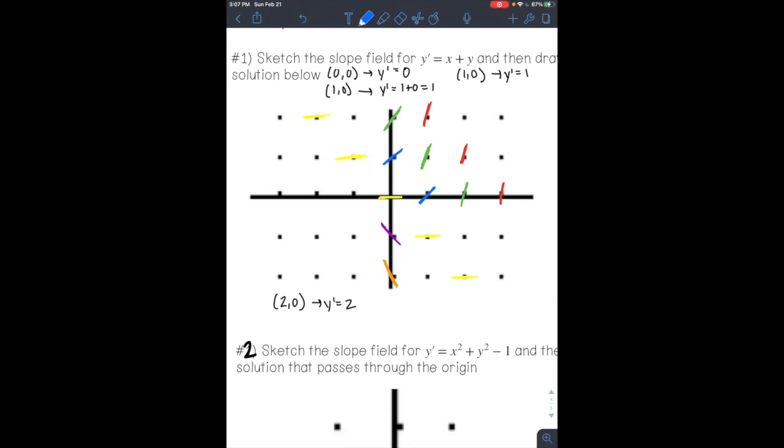So once you kind of recognize some of those patterns too, and that they're always going to work out, that kind of makes drawing the slope fields a lot easier, right? So if I have -1, 2, I'm going to get a slope of 1. If I get 2, -1, I'm going to get a slope of 1. Slope of 1. Okay. So I'm going to get my -1 slopes here.